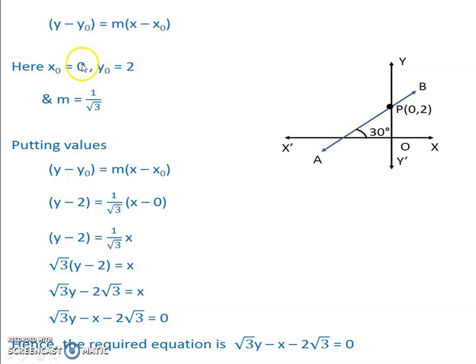So we have the equation y - y1 = m(x - x1), or y - y0 = m(x - x0). The y0 value we consider is 2 and x0 is 0. So y - 2 = 1 upon root 3 times (x - 0), x is remaining. Root 3 goes to the other side: root 3 y - 2 root 3 = x. So we have x - root 3 y + 2 root 3 = 0, which is the required equation of the line.